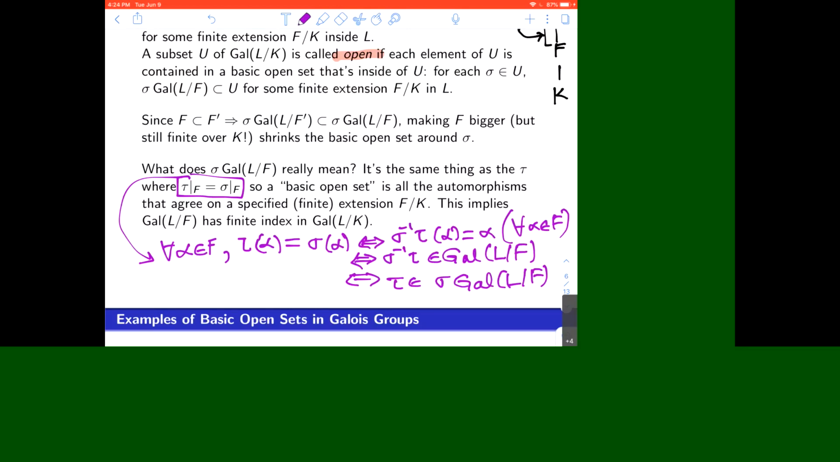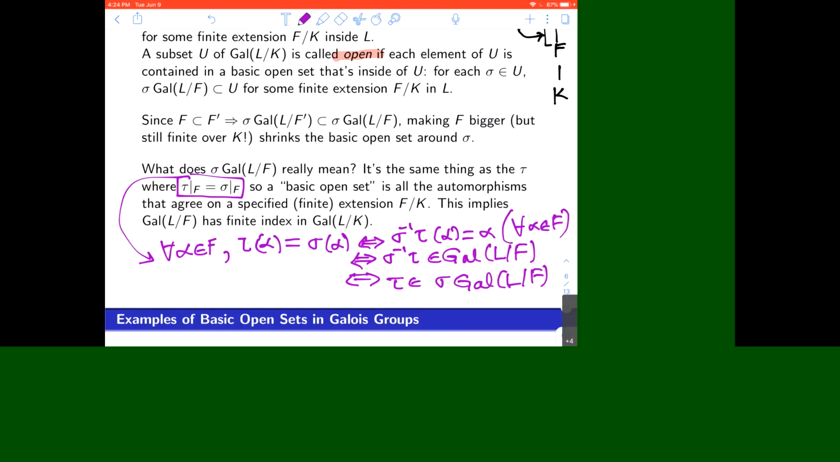Okay, basically you pick a bunch of finite extensions and you specify how they're supposed to behave on them. And that's, well, actually, I guess that would be taking an intersection of basic open sets. We'll come to that. So a union behaves like this, or like this, or like this, and that's what an open set is supposed to look like.